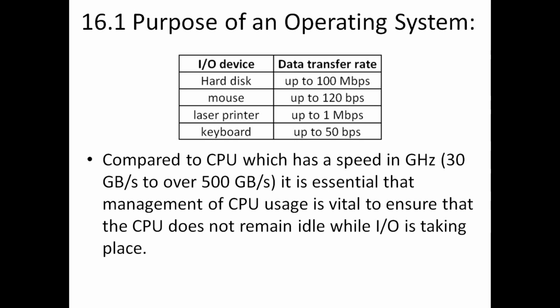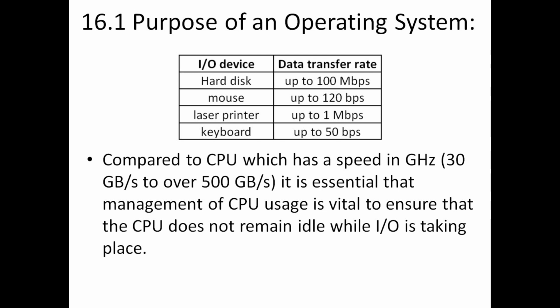Anyways, so a hard disk has a data transfer rate of up to 100 megabits per second. A mouse has a rate of about 120 bits per second. A laser printer has about 1 megabit per second. A keyboard has about 50 bits per second, compared to a CPU which has a speed in GHz, 30 gigabits per second to over 500 gigabits per second.